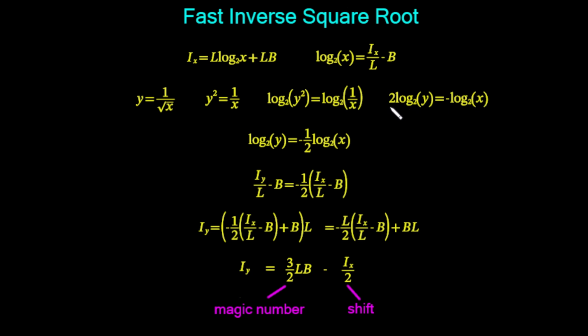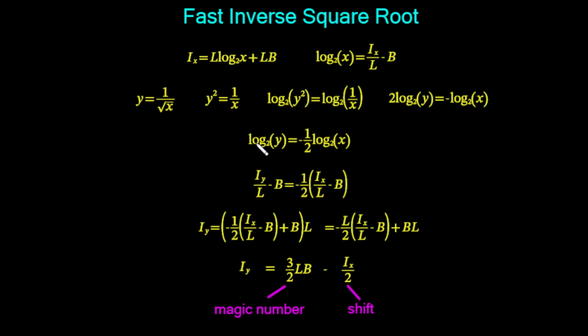So we can then take the 2 down here, so this will give us log to the base 2 of y is equal to minus 1 upon 2 log to the base 2 of x. So this is just another way of writing this equation here. And you can see how useful it is, because we have got a method of generating this log to the base 2 of x, albeit an approximate method, and it's given by this value here, ix upon L minus b.